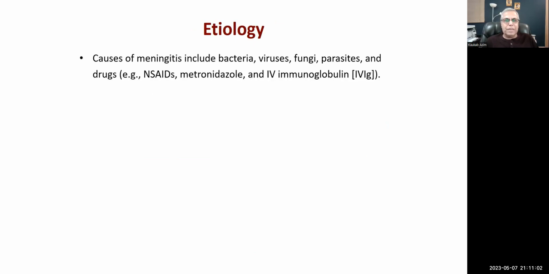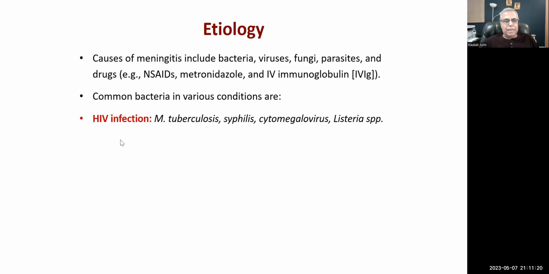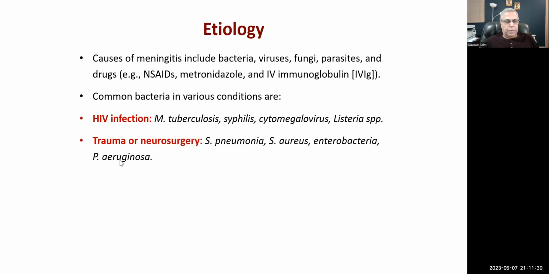So causes of meningitis include bacteria, viruses, fungi, parasites, and drugs, for example non-steroidal anti-inflammatory drugs, metronidazole, and immunoglobulin. Common organisms in various conditions: in HIV infection, you can get Mycobacterium tuberculosis, syphilis, cytomegalovirus, Listeria monocytogenes. And you can get bacteria in trauma or neurosurgery: Staph aureus, S. pneumoniae, enterobacteria, and Pseudomonas aeruginosa.